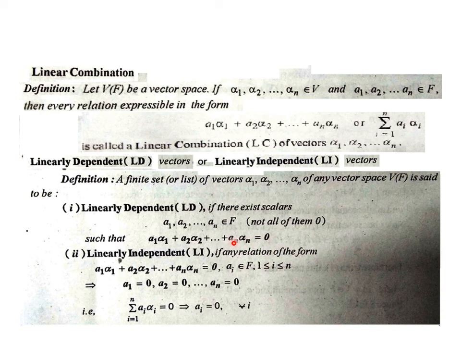And if the same linear combination a1 alpha 1 plus a2 alpha 2 up to an alpha n becomes the 0 vector, but the equality is given only when all scalars are also 0, whereas in the previous case at least one of the scalars was non-zero, here all the scalars a1, a2 up to an are 0. Then we say that these vectors alpha 1, alpha 2 up to alpha n are linearly independent vectors. That was the important definition of linear combination, then linearly dependent or independent vectors.